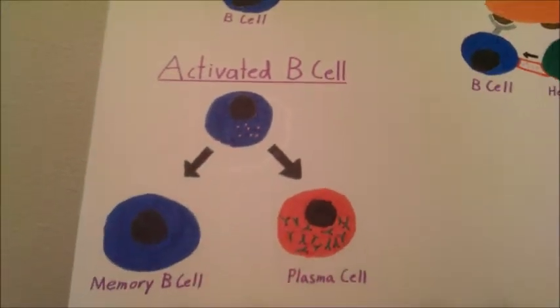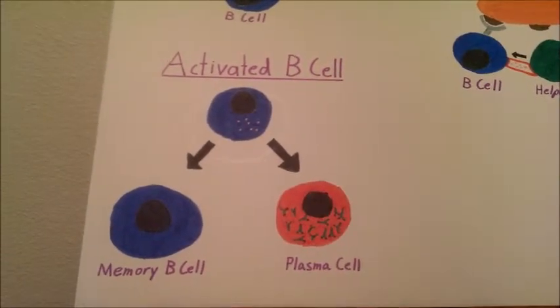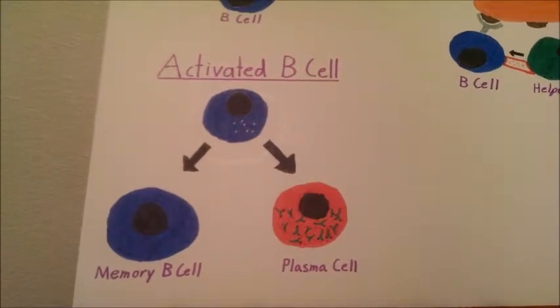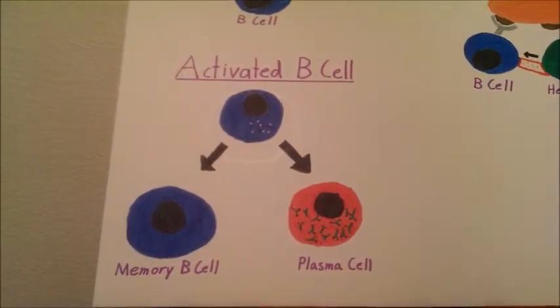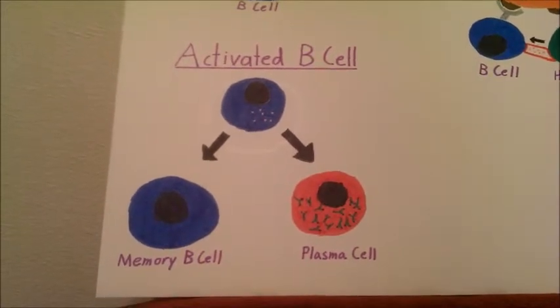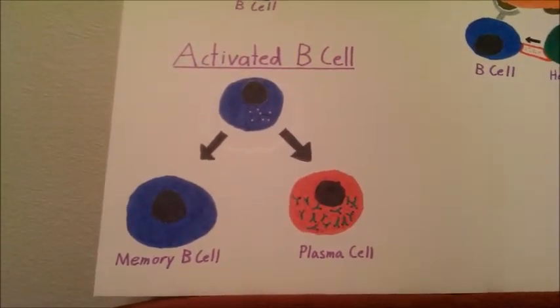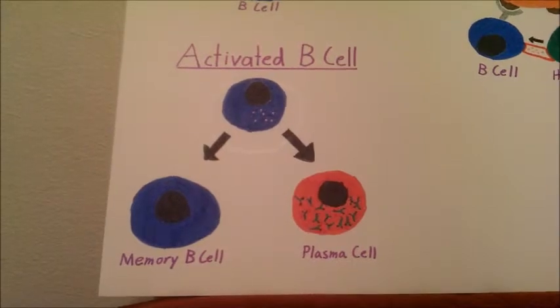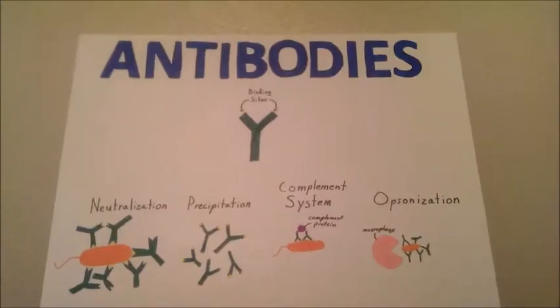Once a B cell is activated, it either becomes a memory B cell or a plasma cell. Memory B cells are held in reserve for the next time the specific pathogen enters our system again. Plasma cells are the ones responsible for making and releasing antibodies that will bind to antigen sites of the pathogens.